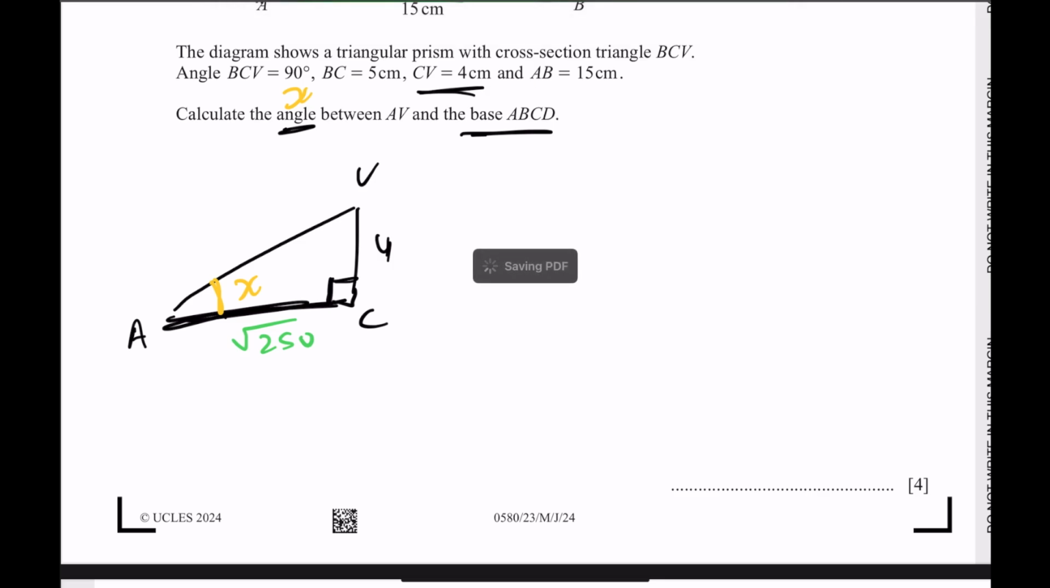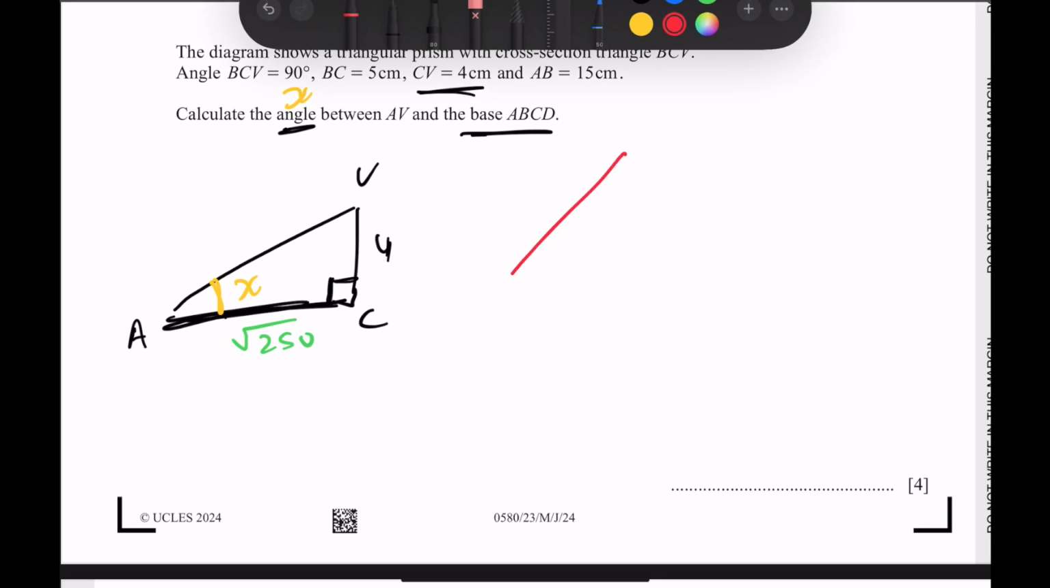For any right angle triangle, if you have the angle, the opposite is the side that's opposite to the angle. Then you have the adjacent, that's the non-hypotenuse side that's touching the angle, and the hypotenuse is the side that's opposite to the right angle and the longest side.